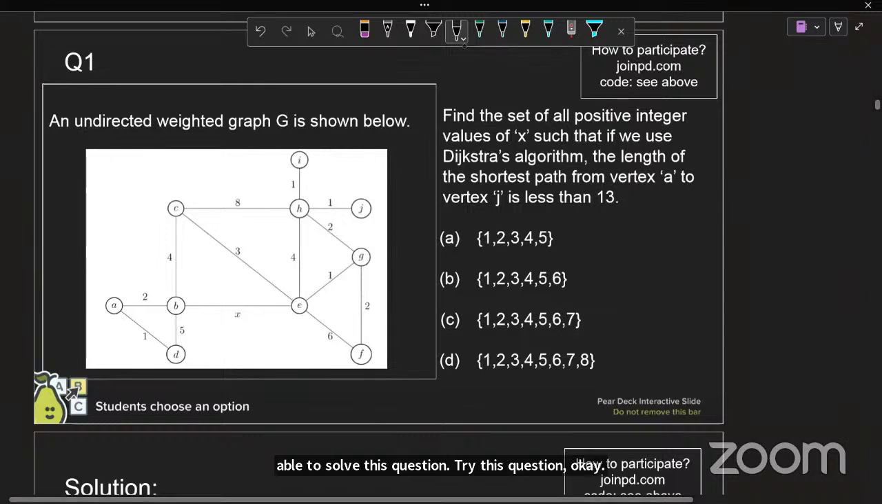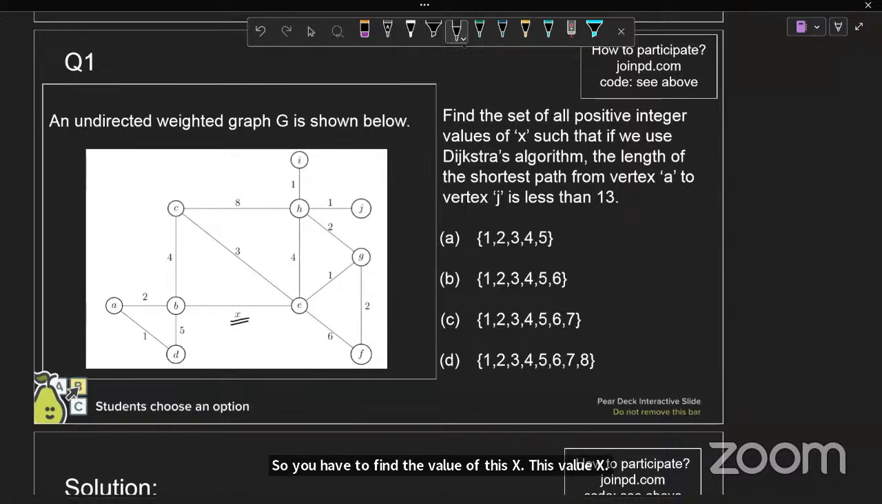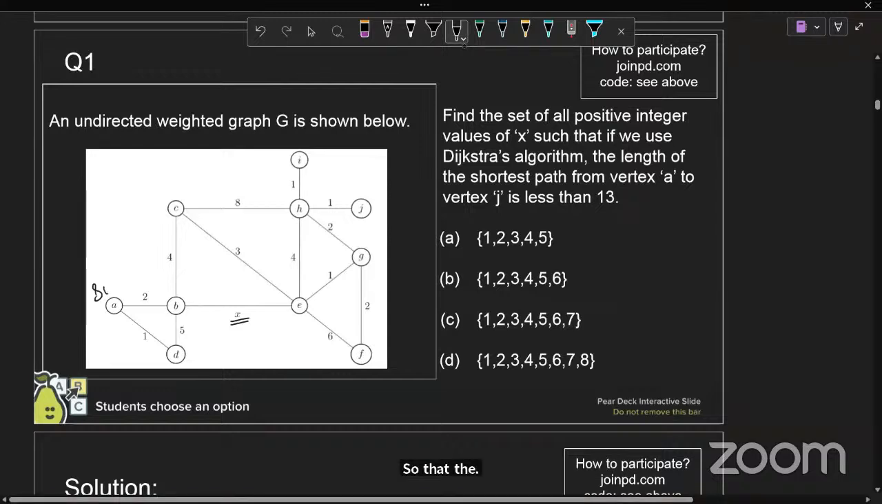So you have to find the value of this x, so that the distance from the source vertex, this is your source vertex A, to this vertex J, this is the end, will be less than 13. Remember, less than 13. Try this question and let me see how we will solve this.